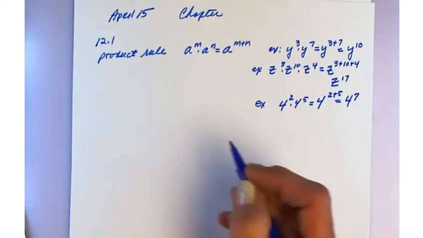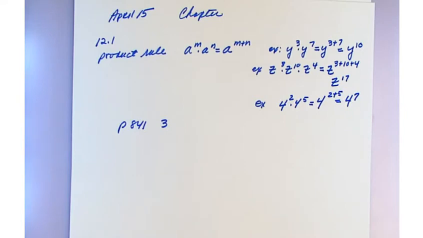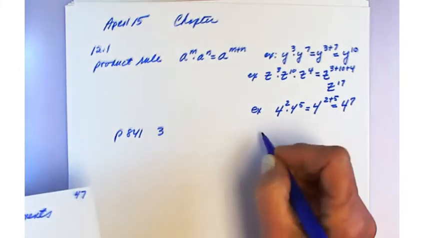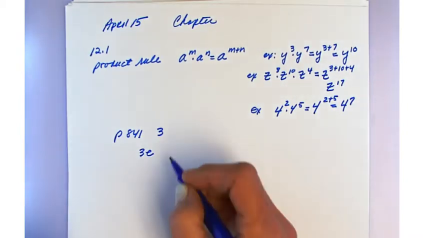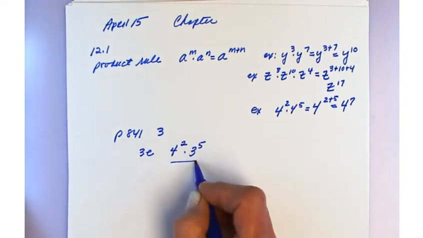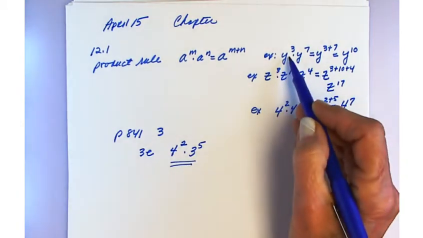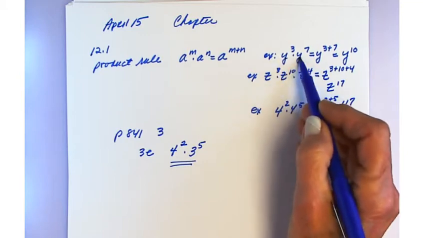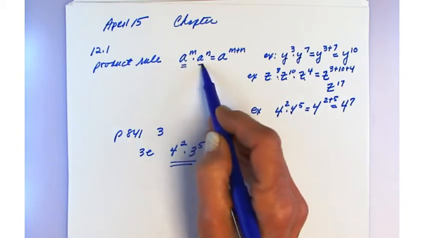Let's look on page 841 at number 3 there. Look at 3e, and I want you to notice the difference here, which says 4 squared times 3 to the 5. I want you to compare this question with the 3 examples I just gave you. Notice over here I had all the same bases, all y's. Here I had all z's, and here I had all 4's. Notice in the rule, the base must be the same.